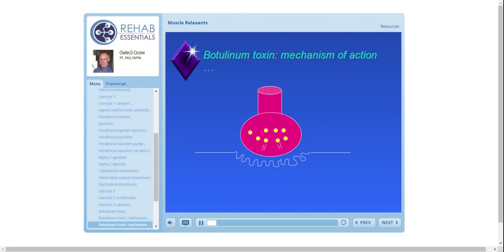So here's the same diagram of the neuromuscular junction. You can see the vesicles and the connection proteins are in place. But if botulinum toxin shows up at this presynaptic terminal, it is actually drawn directly into the presynaptic terminal. It's a very specific effect. And then it's a protease. It literally eats up these connection proteins.